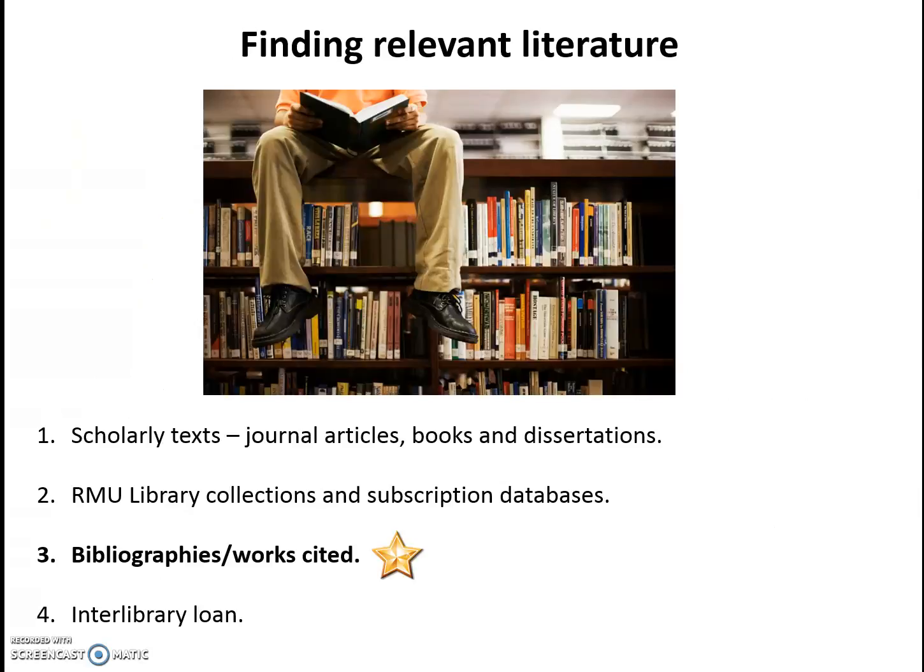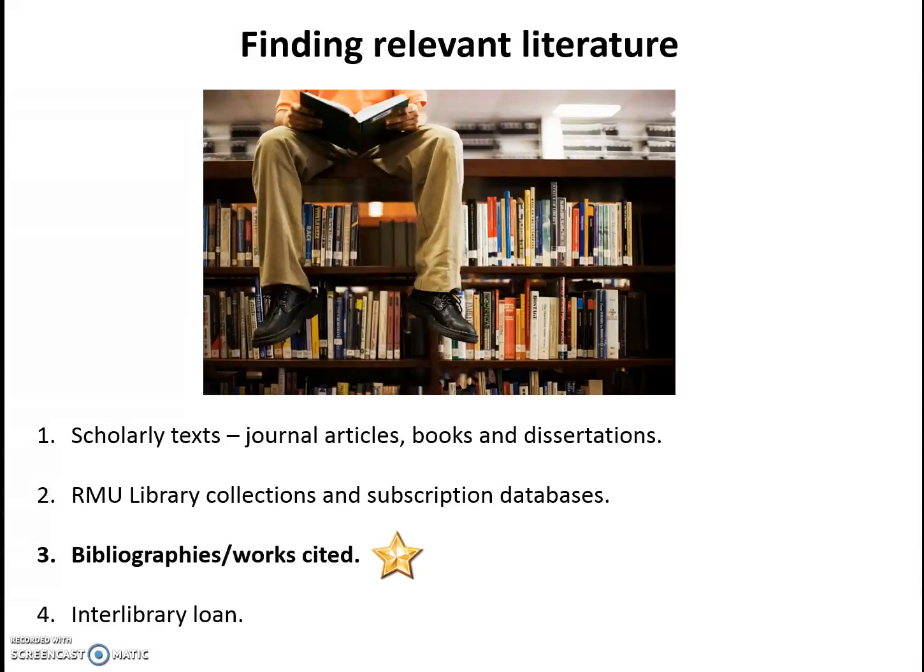Now, finding the relevant literature, this is where librarians come in handy. So you can always contact me or contact the RMU Library Help Desk to help you with locating information. But there's 4 different places and ways to locate data that I would recommend. And the first one is, of course, scholarly text. So I'm sure you guys have already been engaged with using journal articles, books, and dissertations. The second are the RMU library collections and subscription databases, and often this is how you find the number 1 scholarly text, by using EBSCO's Discovery Service, by using ProQuest, or even using Google Scholar to connect to our content subscription databases.